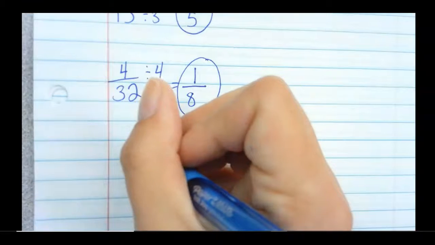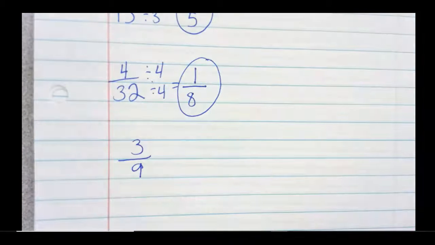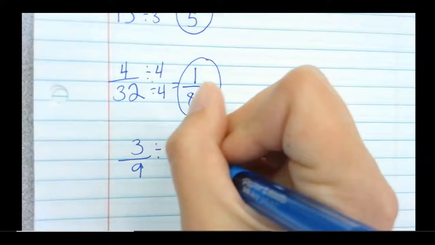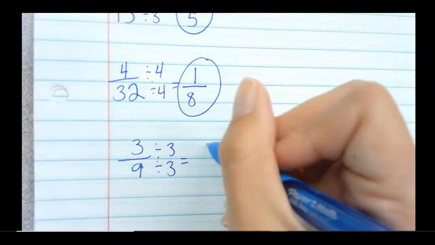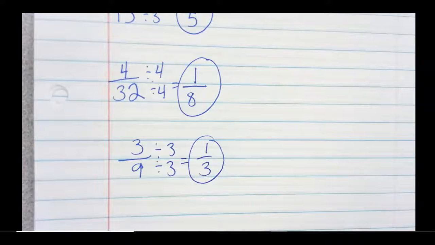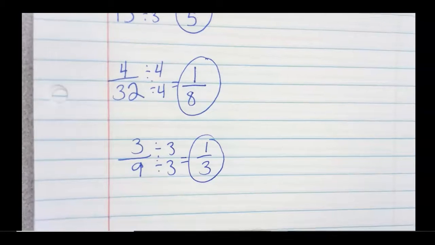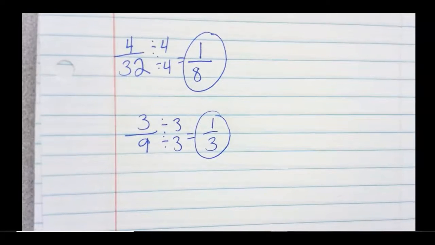All right, let's look at 3/9. 3 and 9 are both multiples of what number, Bentley? 3. So I can divide that by 3. Divide this by 3. And what's our simplified fraction? 1/3. Okay. It isn't too hard. You just got to think about what they're both multiples of.